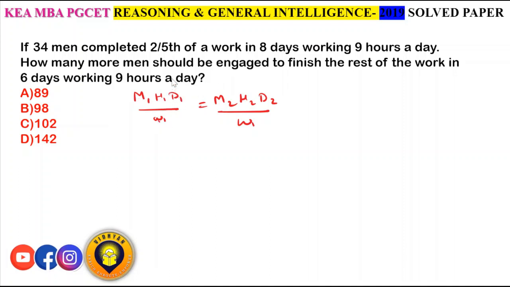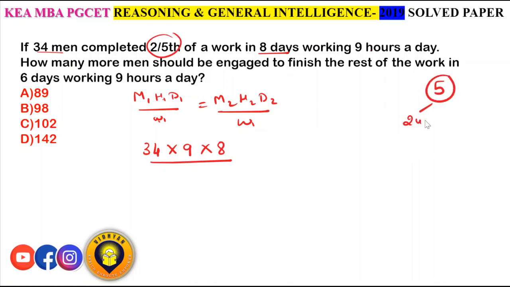Okay, so first 34 men, where M1 will be 34 men. So they are working for 9 hours a day and they work for 8 days and they completed 2/5 of the work. That means if the total work is 5 units, they completed only 2 units of work. Okay, so I'll take W1 as 2 units. Because I'm assuming total work as 5 units, so they completed 2/5 of 5, which is 2 units. So work 1, W1 will be equal to 2 units.